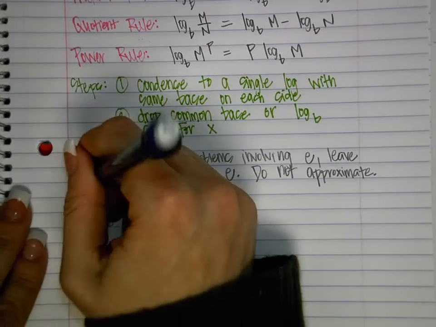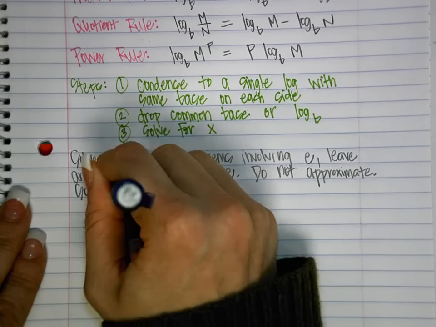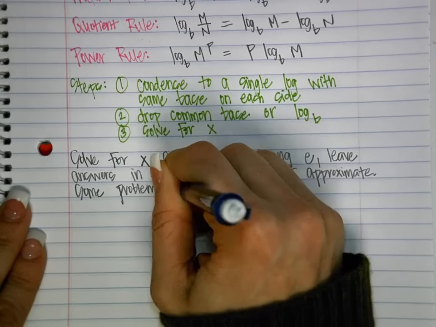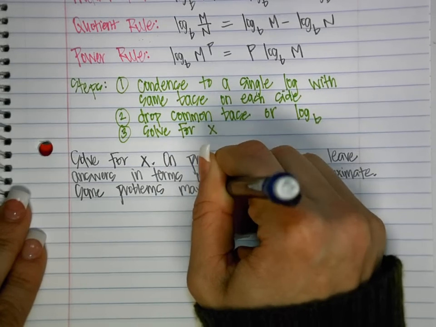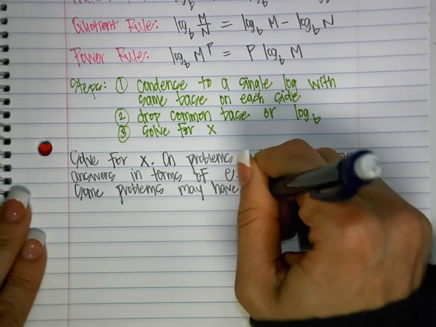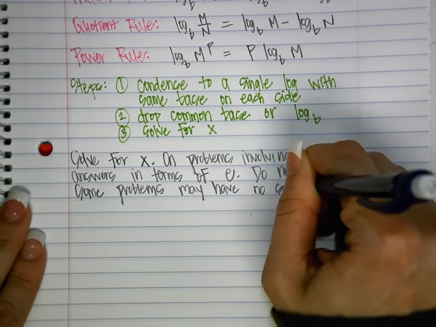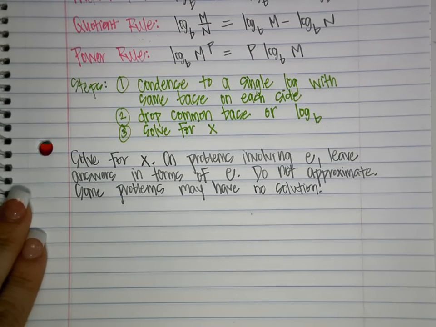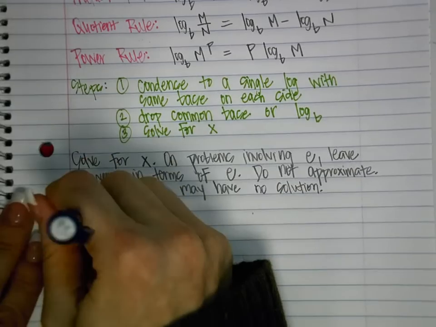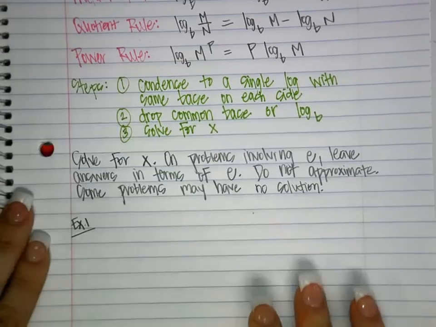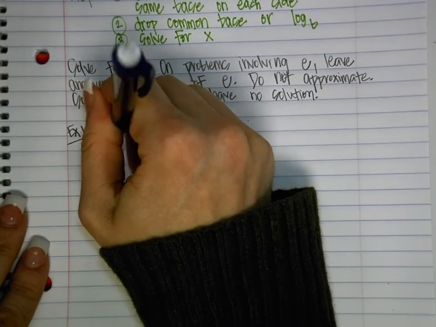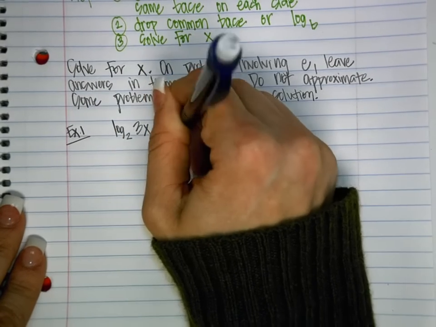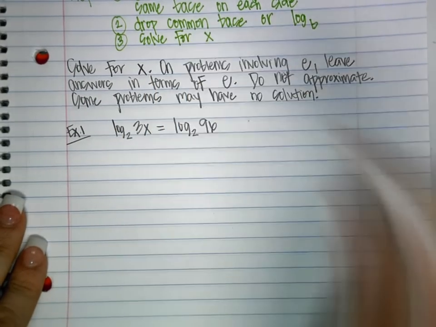Okay? You also need to know that some problems may have no solution. Some problems may have no solution. Isn't there always one problem that doesn't have one? So, for number 1, log base 2 of 3x equals log base 2 of 96.